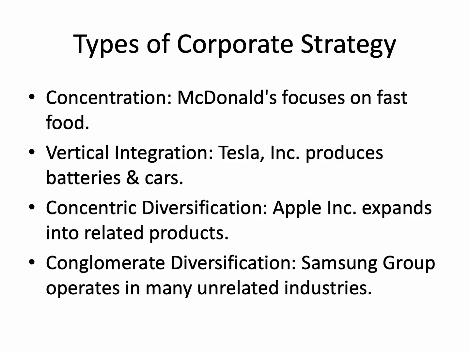Let's look at examples. McDonald's focused on concentration by specializing in fast food. Tesla used vertical integration by producing its own batteries. Apple used concentric diversification by expanding into related products like wearables. Meanwhile, Samsung Group operates across many unrelated industries, demonstrating conglomerate diversification.